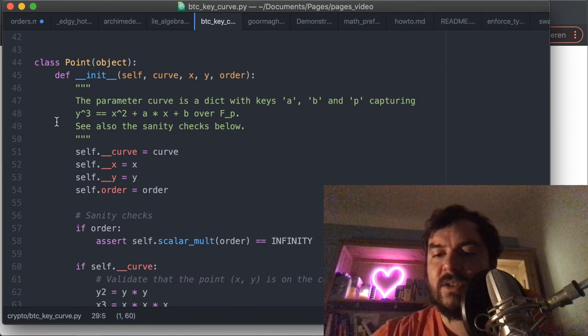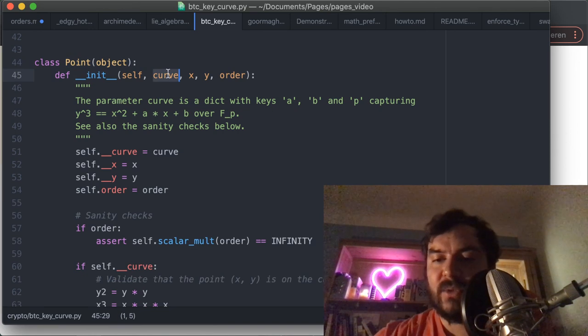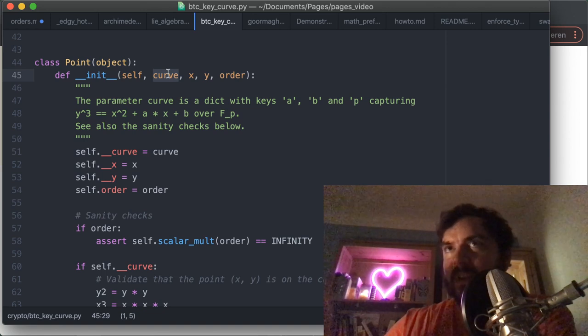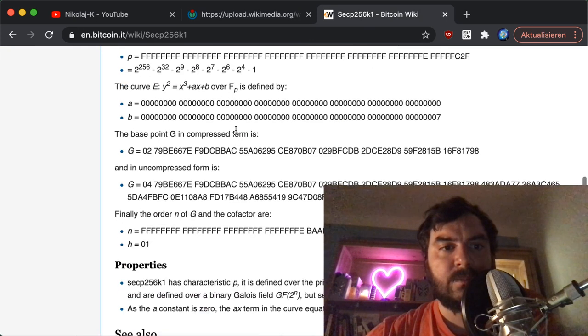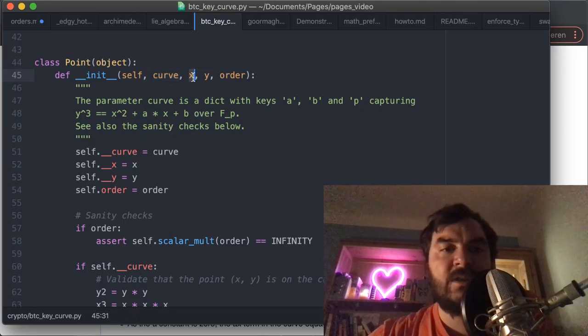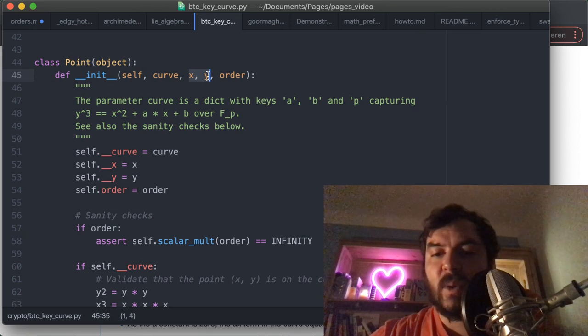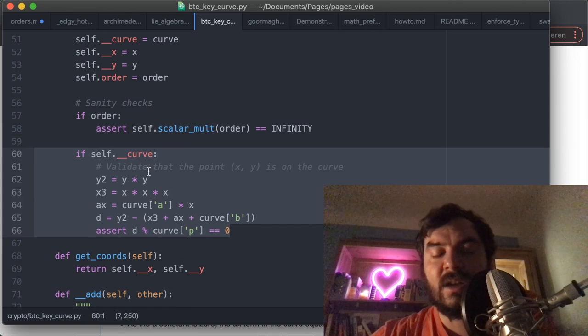The main object that does our job here is this Python class, which implements a point on the elliptic curve. The initialization of the point is also passed the curve. The curve is just a dictionary with these three values, A, B, and P. To remind you quickly, the curve is just this. It is specified by A, B, and P, and for Bitcoin, you see the values here. And then you pass x and y. Upon initialization, this code actually checks that this point indeed lies on the curve.